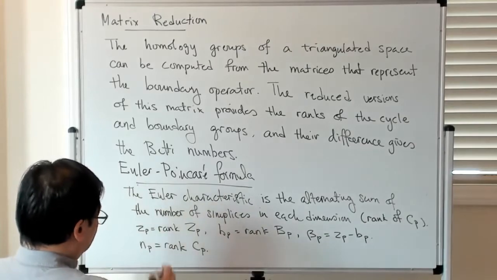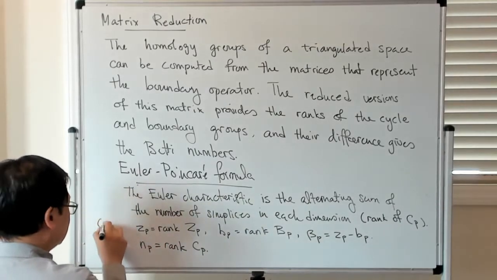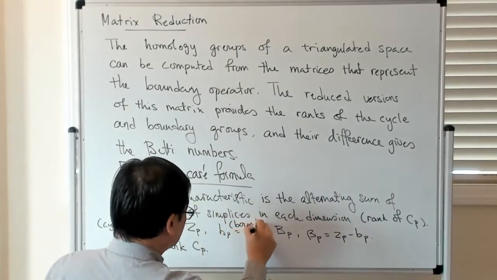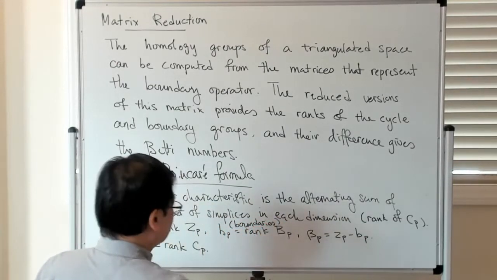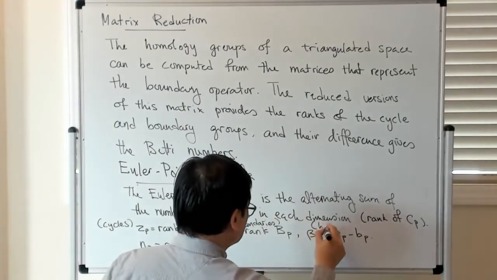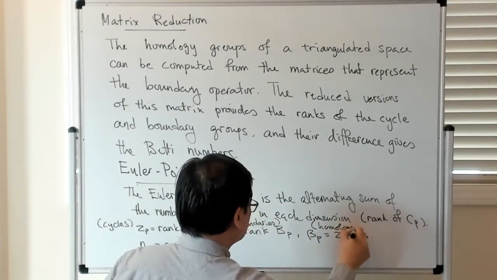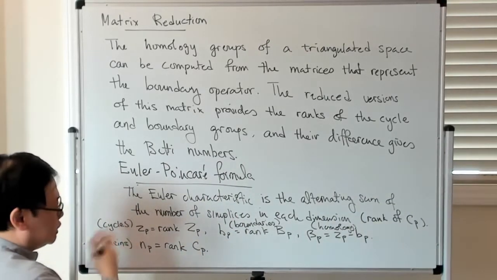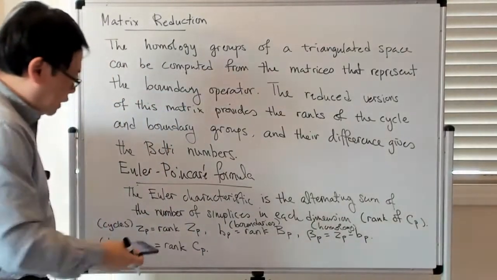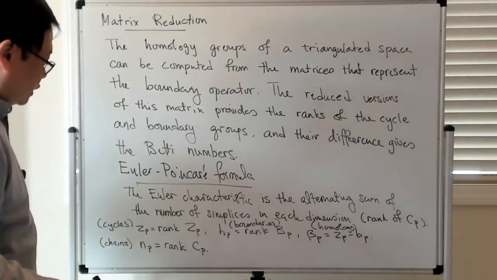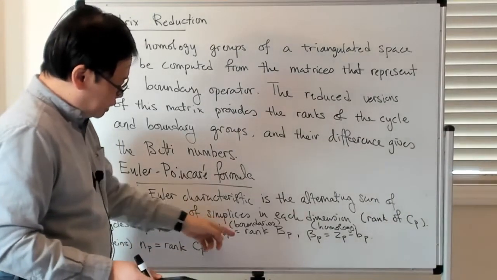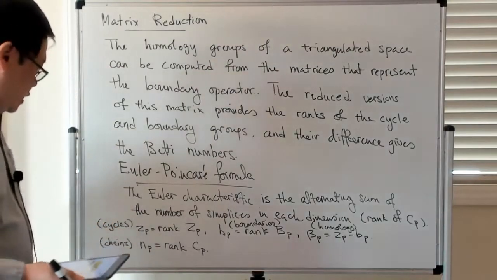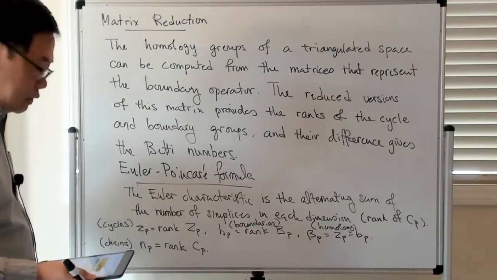Okay. So again, these are the cycles, the boundaries, right? These are the homologies. And then these are the chains, if you will. So there's a sum of the fundamental objects, and they're obviously related in some way. So far we have a relationship between z_p, b_p, and beta_p, but we don't yet have a relationship which involves the rank of the chain group.